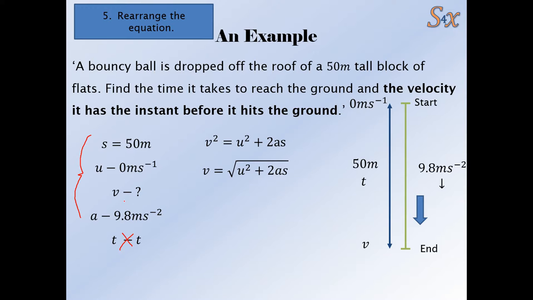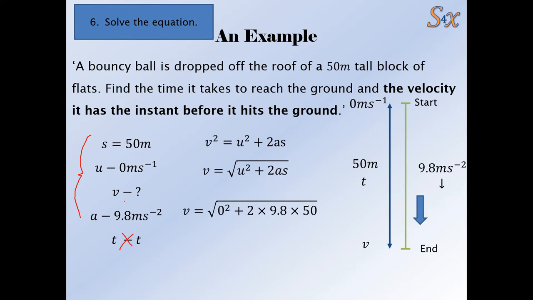We now rearrange that to make v the subject. And we now solve the equation. Substitute everything we have. u is 0. We've got 2 times the acceleration times the displacement. You stick that in a calculator, you'll find v is 31.3 meters per second. Okay, so that's the velocity just before it hits the ground down here somewhere.